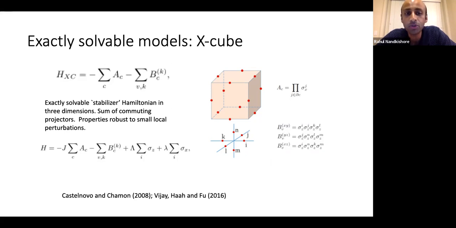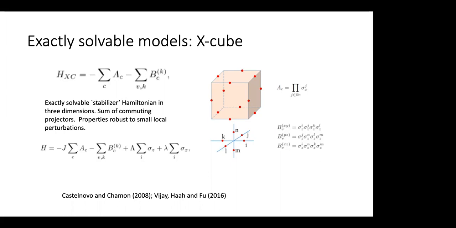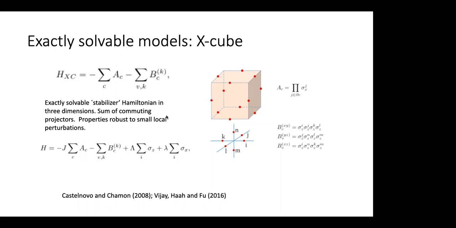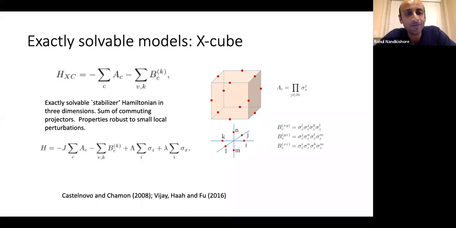And the Hamiltonian at the most bare bones level is the sum of all A's and the sum of all B's. Okay? And you can readily convince yourself that these A's and B's all commute with one another, which means you can simultaneously diagonalize all of them. And the ground state has eigenvalue +1 under every single A and B operator. So this is the basic exactly solvable Hamiltonian. And now you could imagine perturbing it by adding some fields or any other local perturbation that you want.